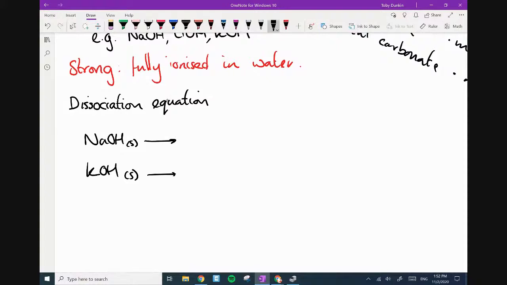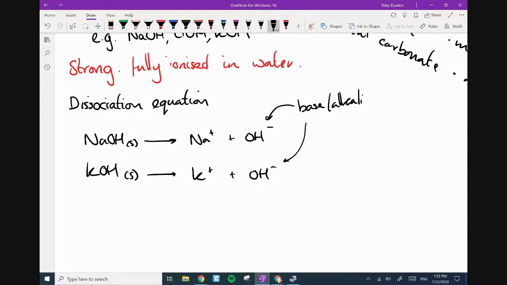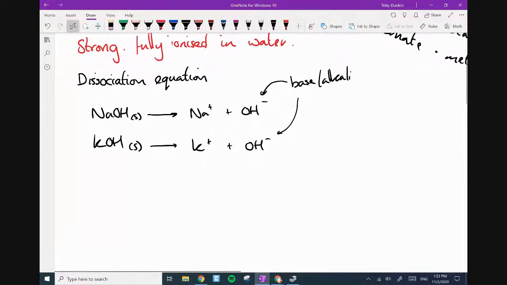Okay, once you've had a go, we're forming Na+ and OH-. We recognize that this is producing our base, or our alkali in this case. Same thing with potassium: K+ and OH-. We understand that they are fully ionized in water. They dissociate completely, because they are highly soluble.